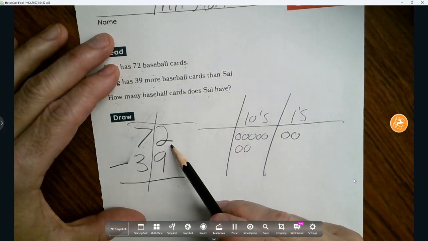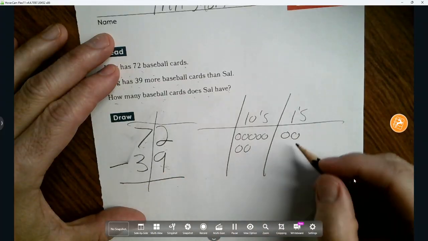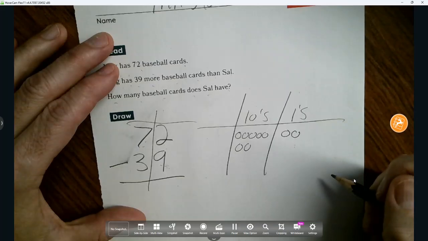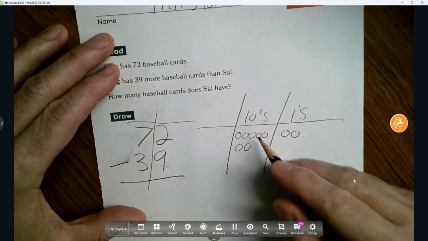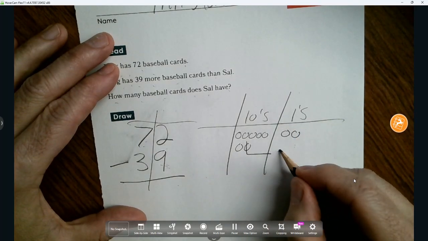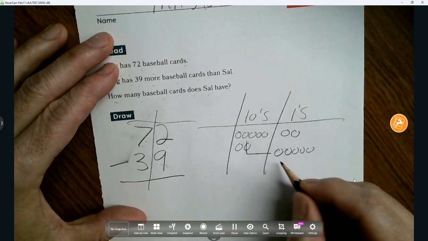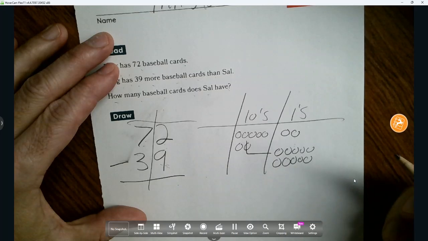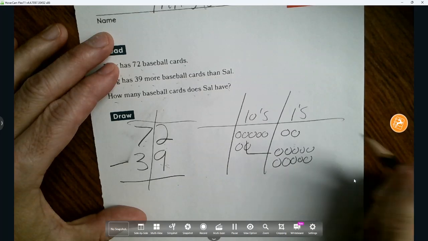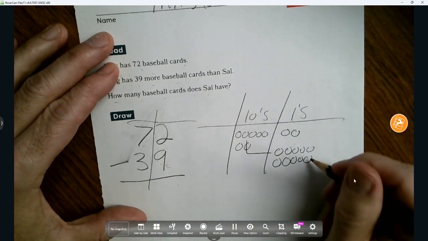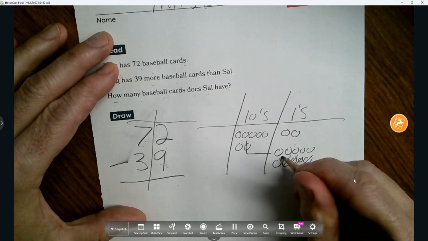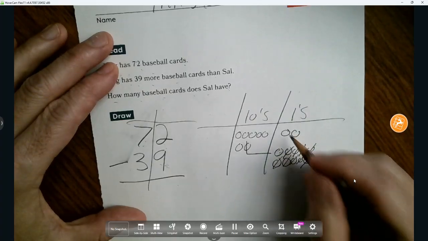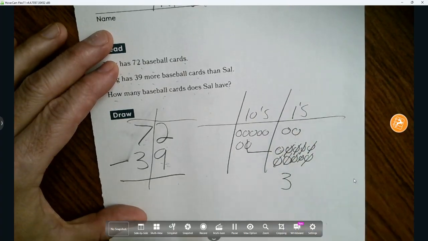All right, so now I need to take away 9 ones, right? 9. There's not 9 there. All right, let's go next door and borrow 10 more. 1, 2, 3, 4, 5, 6, 7, 8, 9, 10. There's our 10 more. Now can we take 9 away? Absolutely. 1, 2, 3, 4, 5, 6, 7, 8, 9. How many do I have left? 1, 2, 3.